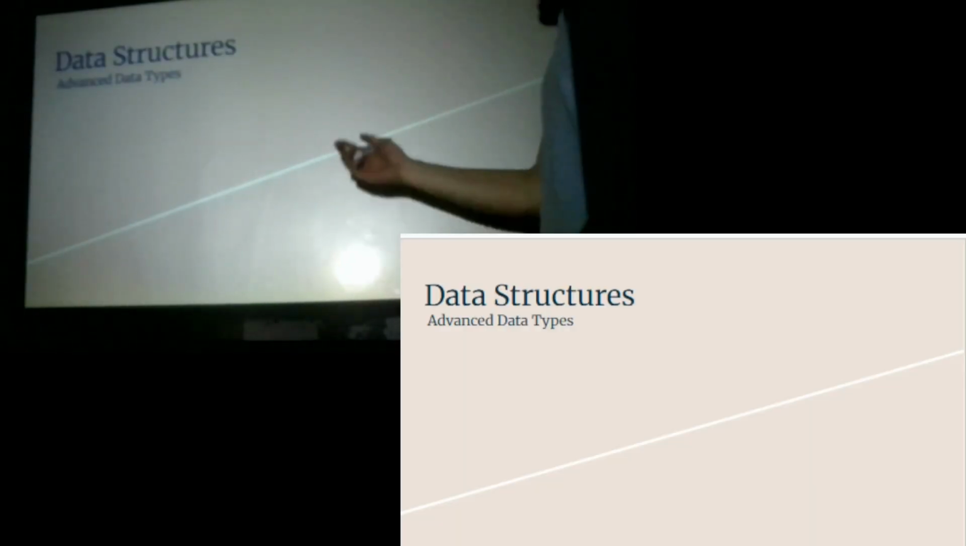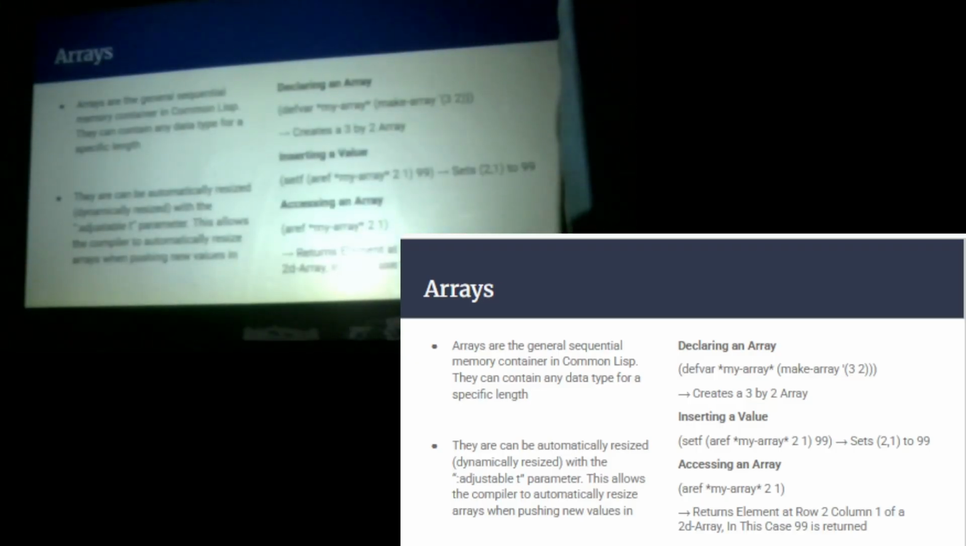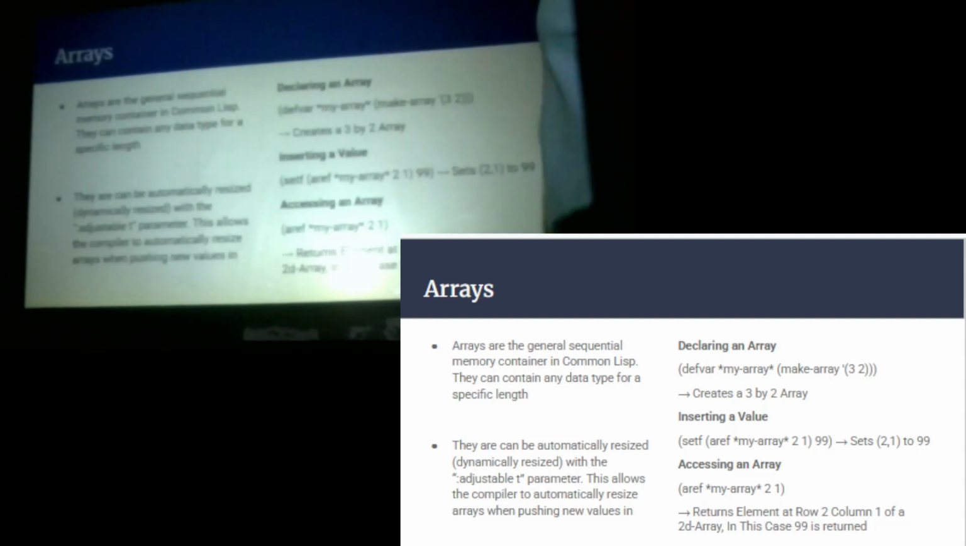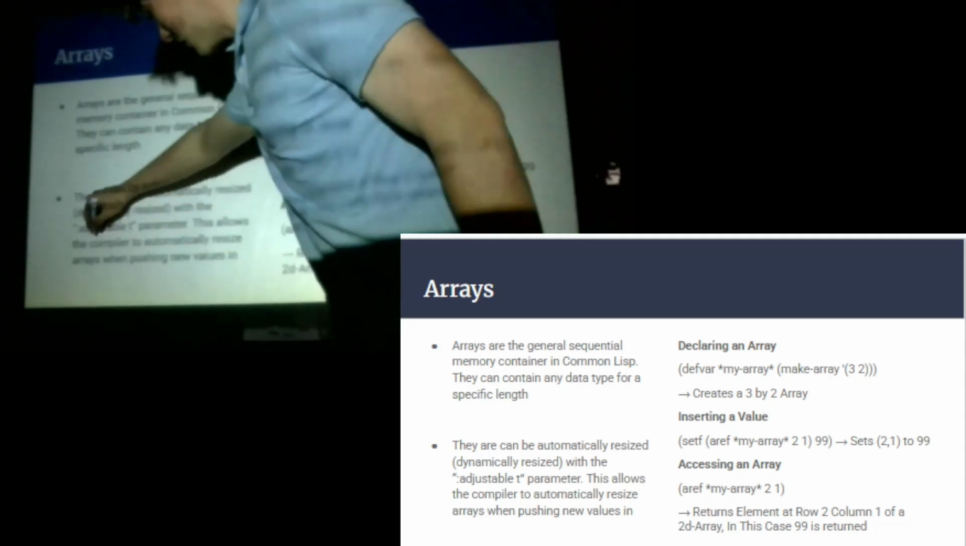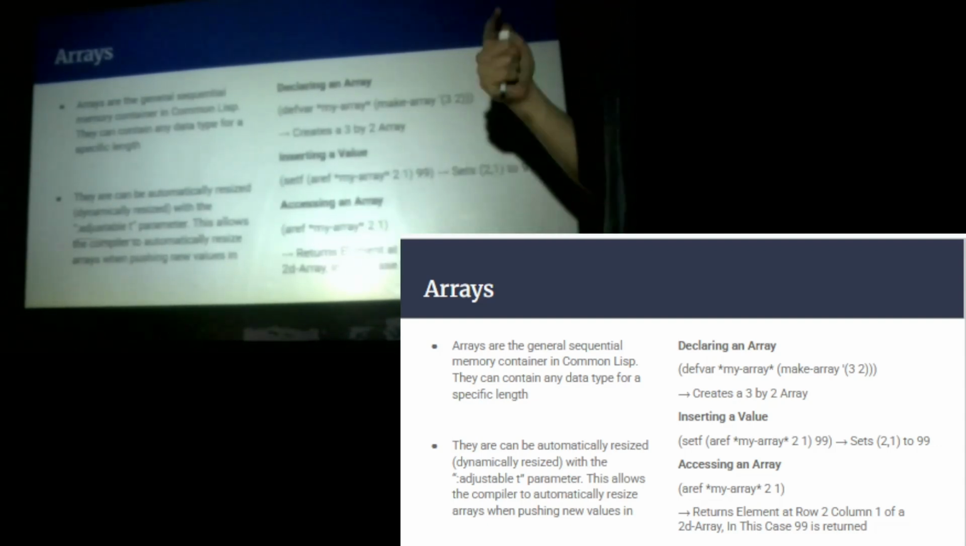Data structures, aka advanced data types. Arrays. You should be familiar with arrays. Arrays are general sequential memory containers in Common Lisp, and they can contain any data type for a specific length. However, they can be automatically resized with the adjustable T parameter, which I have an example of right here. Adjustable T just allows the compiler to automatically resize the array when pushing new values in. But in reality, when you apply this parameter, it becomes a vector, which we will talk about next.